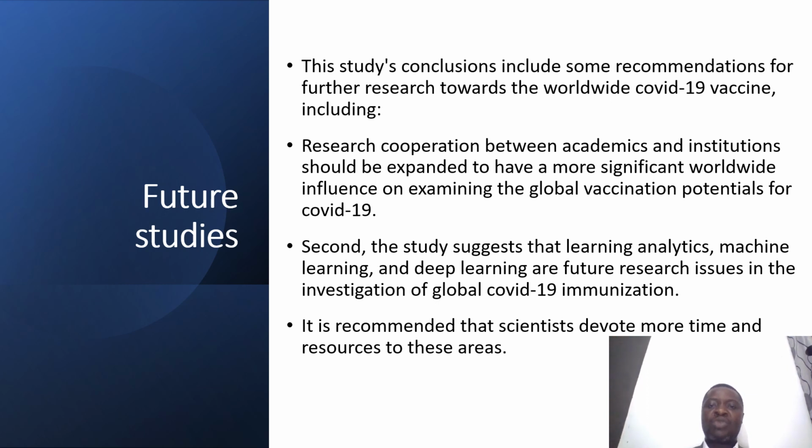This study's conclusions include some recommendations for further research towards the worldwide COVID-19 vaccine. First, research cooperation between academics and institutions should be expanded to have a more significant worldwide influence on examining the global vaccination potentials for COVID-19. Second, the study suggests that learning analytics, machine learning, and deep learning are future research issues in the investigation of global COVID-19 vaccination or immunization. It is recommended that scientists devote more time and resources to these areas.